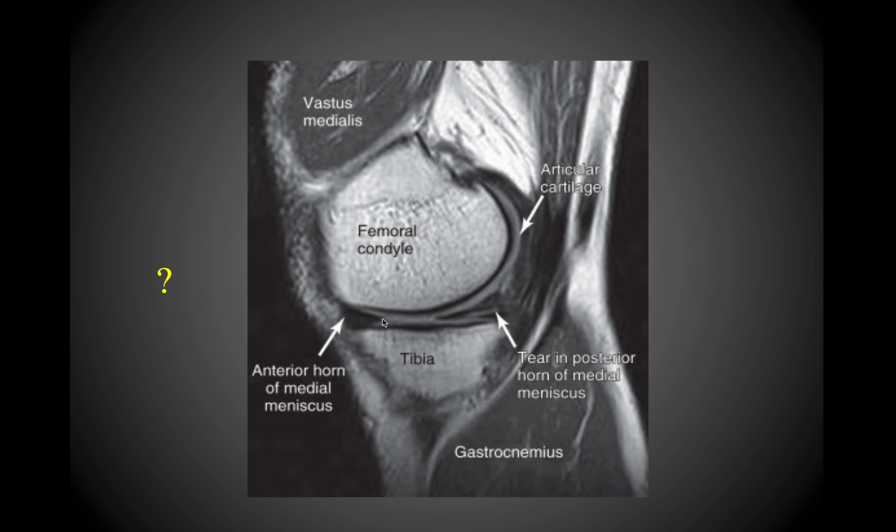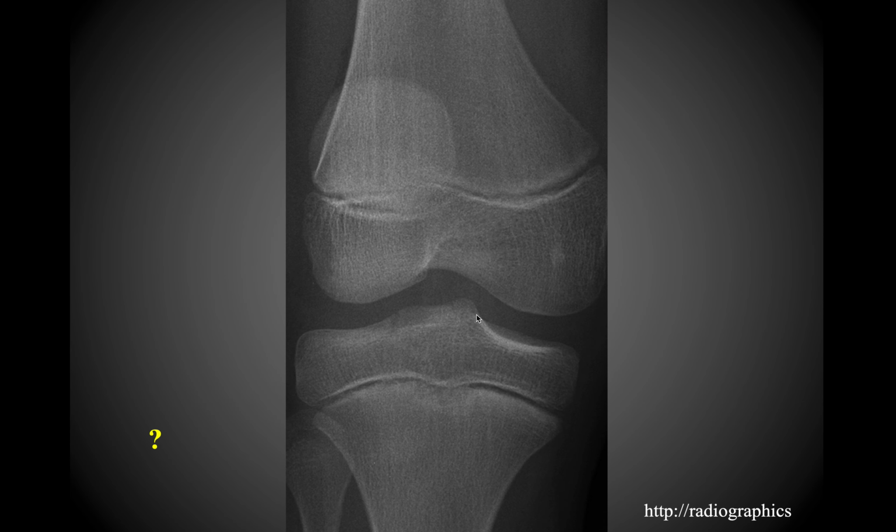And so note that the anterior horn of the medial meniscus in this case looks hypointense, looks normal, whereas back here you'll note that there's this hyperintensity right in the middle of the medial meniscus and the posterior horn of it, and so that indicates a tear of the medial meniscus.